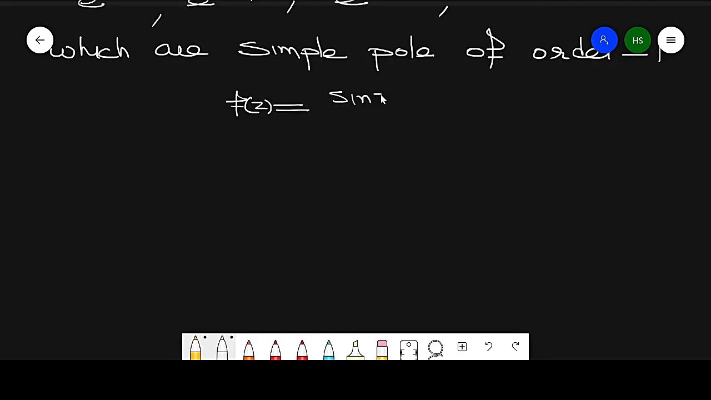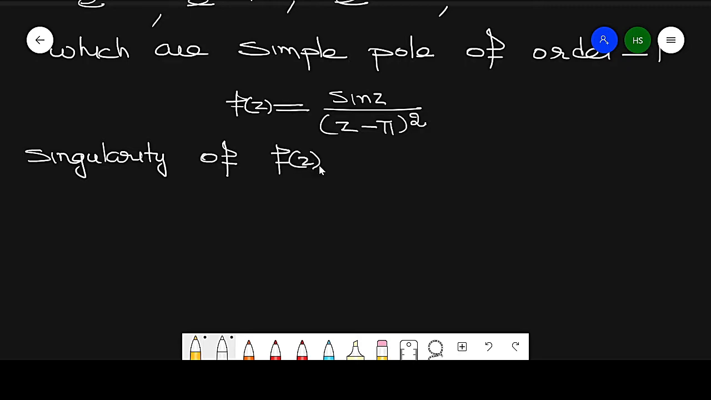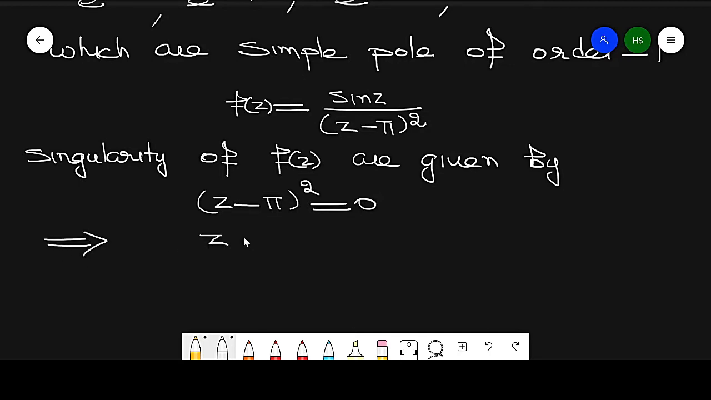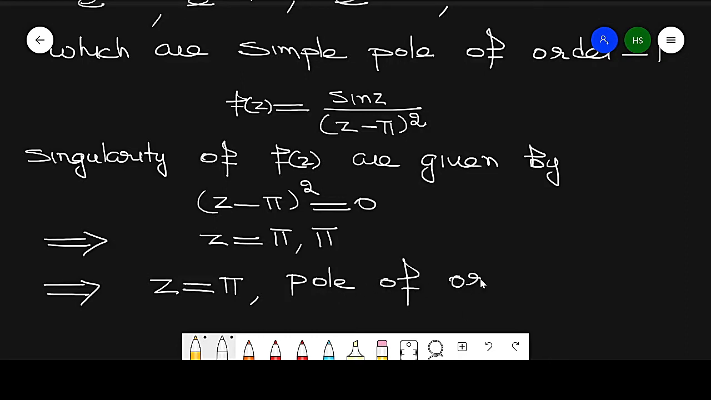sine of z over (z minus pi) raised to power 2. Now the singularity of function f of z is given by (z minus pi) raised to power 2 equal to 0. So it means z is equal to pi and pi, a repeated root of order 2. If it is a repeated root of order 2, it implies z is equal to pi is a pole of order 2.